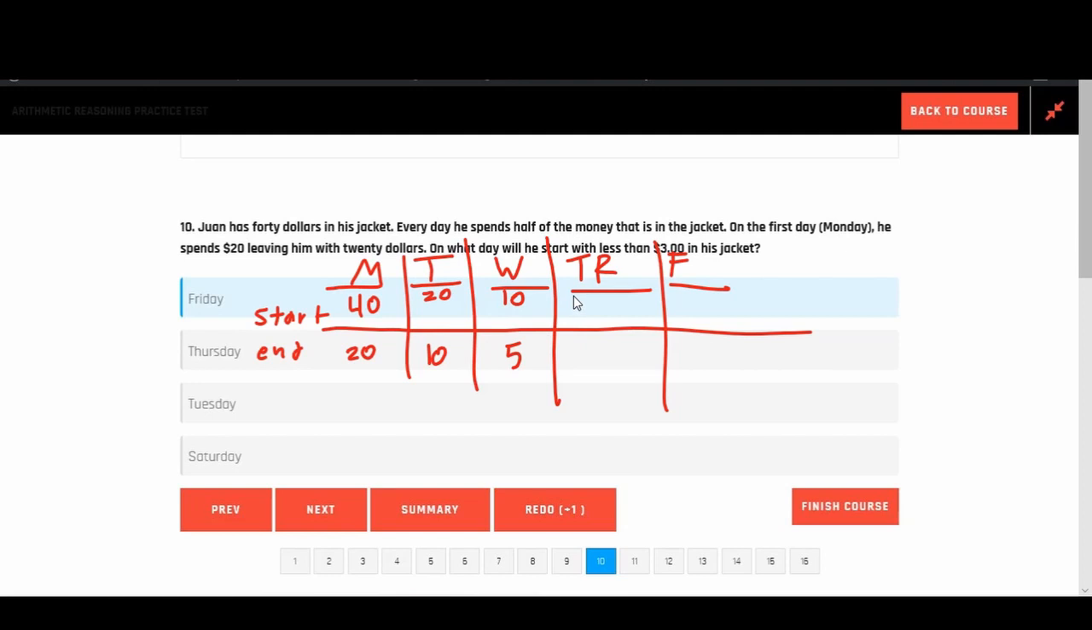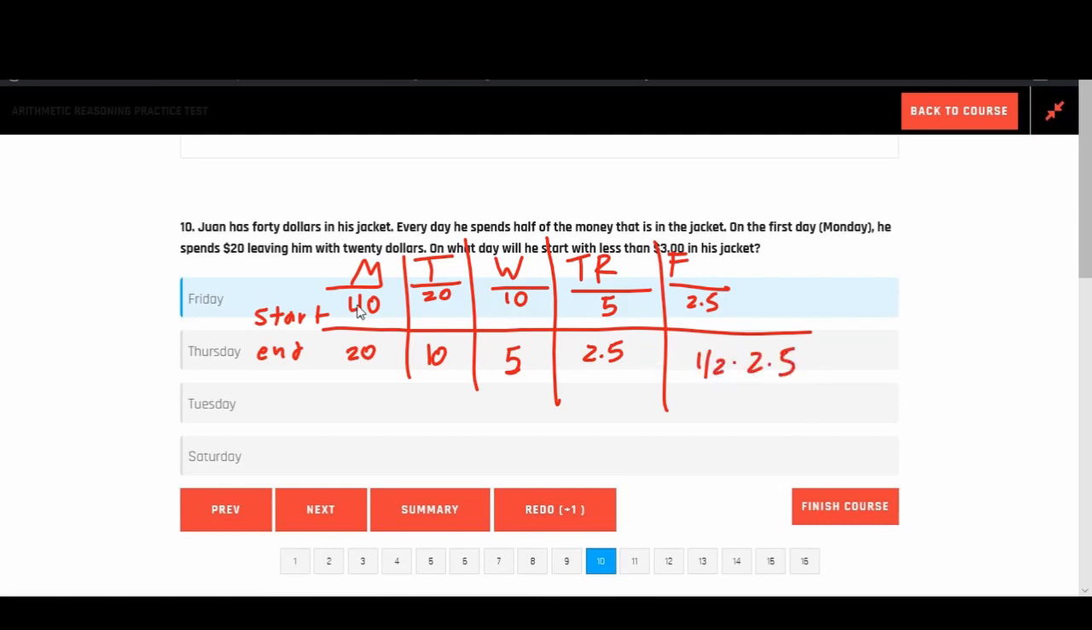Oops, I think I made a mistake. Yep. Let me backtrack a little bit. Sorry about that. So he's starting with 10. He's starting with 10 here. That means he's going to end up with 5. He's starting with 5. He ends up with 2.5. He's starting with 2.5. He ends up with whatever half of 2.5 is.